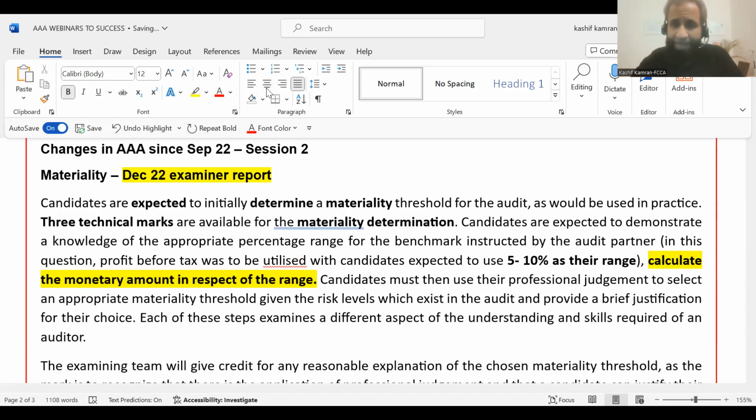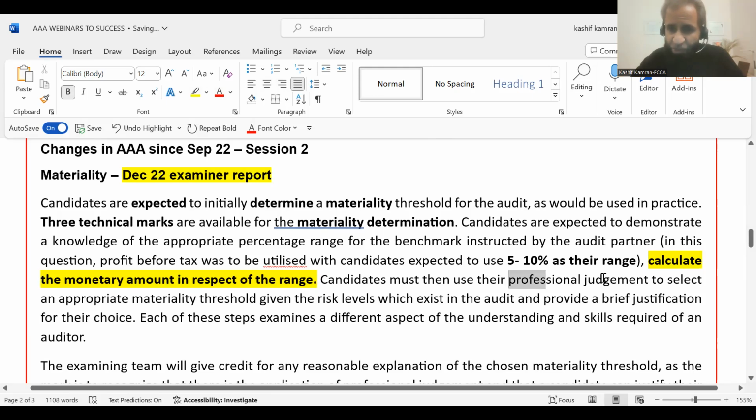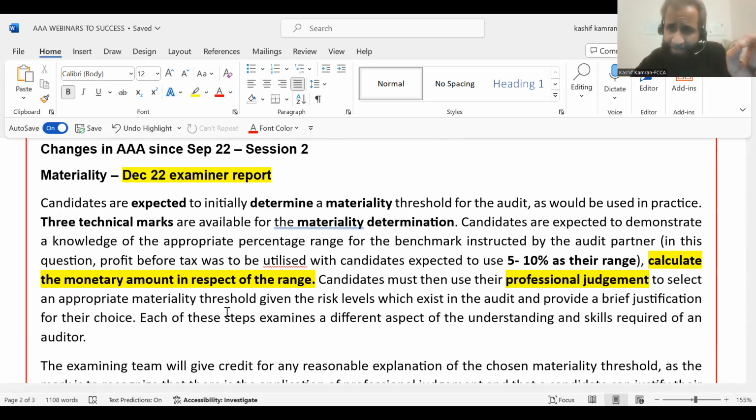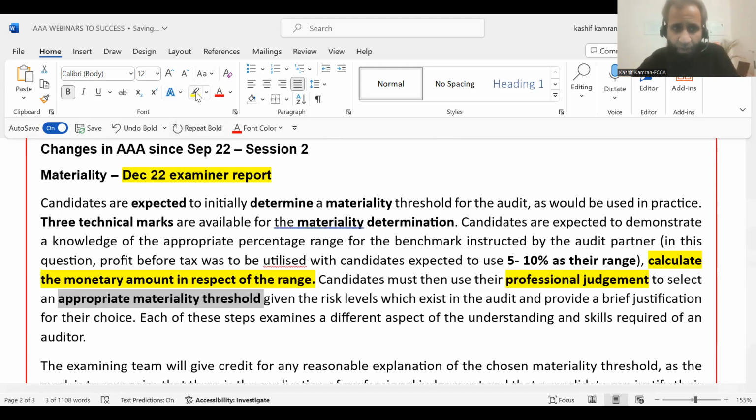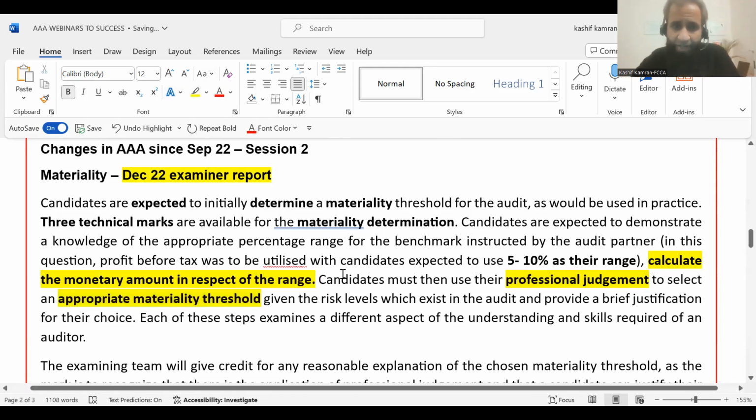Full stop. Candidates must then use professional judgment. So you then need to use the professional judgment to select the appropriate materiality threshold. Which threshold will you select? 5, 6, 7, 8, 9, 10. So you need to use your judgment, and that is what the examiner is looking for to determine the appropriate materiality threshold. I choose 6%, right? Given the risk level which exists in the audit.